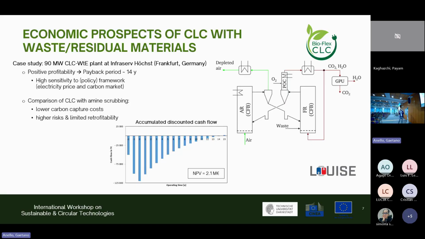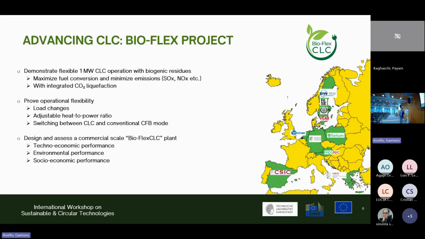But I'll get to that in a minute. Let me quickly outline the overall Bioflex project. First, we want to take the things we learned from the prior tests and again operate a 1 megawatt CLC pilot plant using different biogenic residue materials, thereby aiming to maximize fuel conversion, but also integrate the whole process chain in our pilot testing. So post-oxidation and also, through the work of a project partner, the CO2 liquefaction.